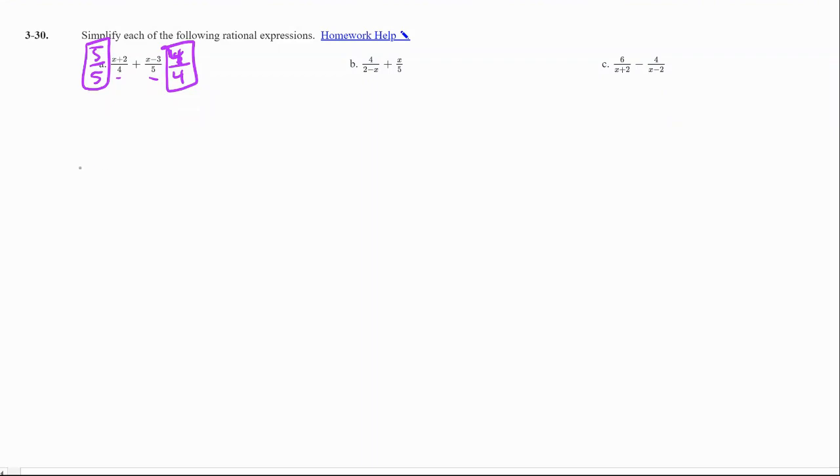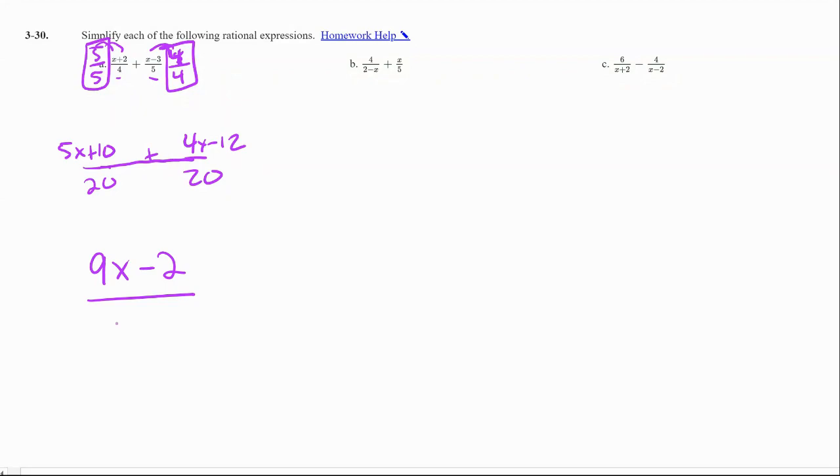So on the bottom now, I get 20 for both of them. And on the top, I'm just going to distribute the 5 on the left and the 4 on the right. So I get 5x plus 10 and 4x minus 12. Now, because I have a common denominator, I can just combine the top. So I add them together to get 9x minus 2 on the top, and then my remainder stays 20.